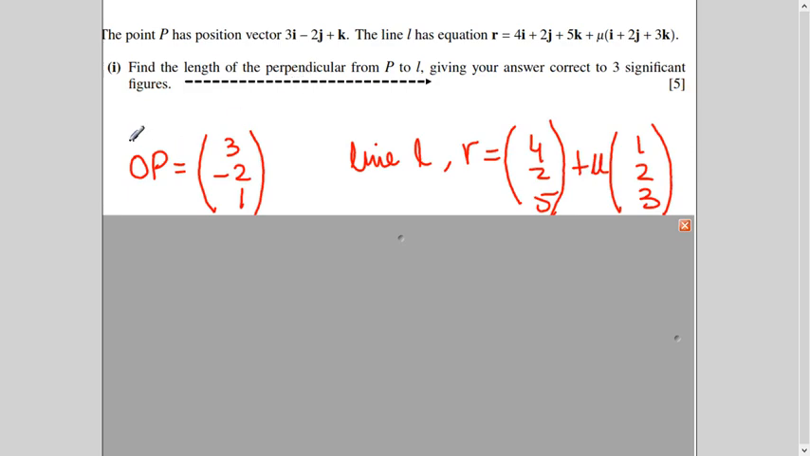So vector OP is (3, -2, 1). And the line L is r equals, you can see this reference gives a point on the line, and this gives the direction of the line, the vector equation of the line. So this is the direction and this is a point. You can write it in the general vector form of the equation of a line: (4, 2, 5) plus mu (1, 2, 3). It's always easy to handle it in this form.